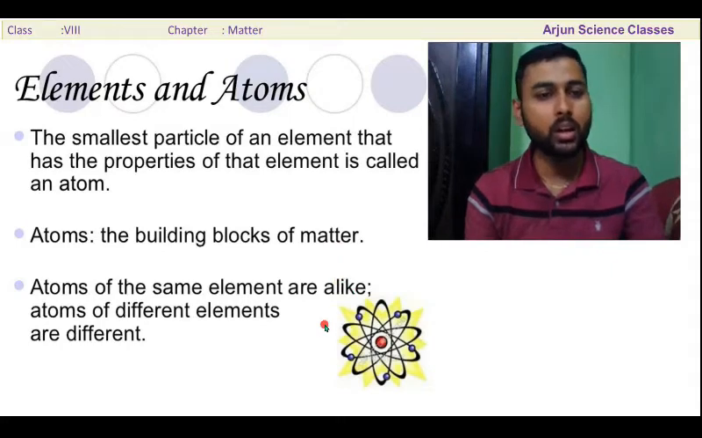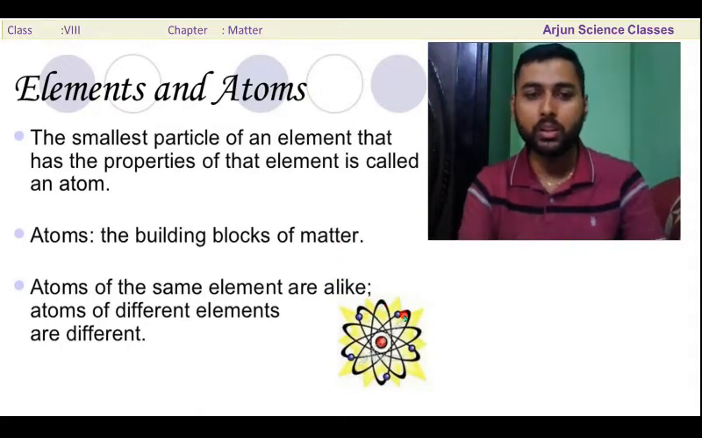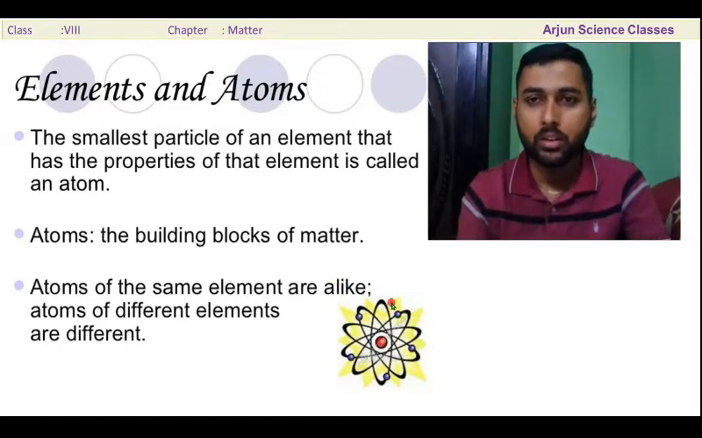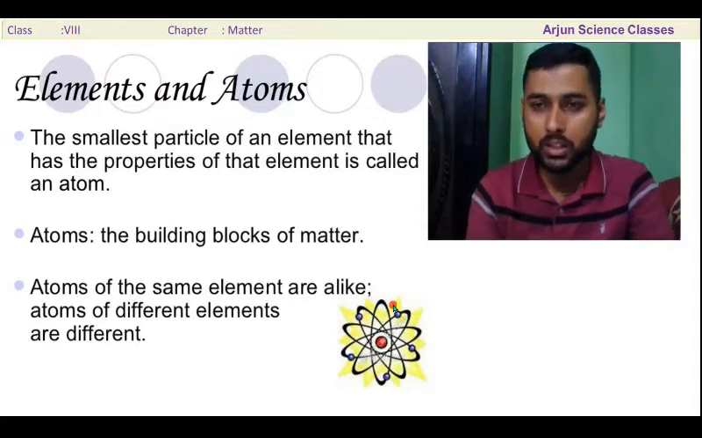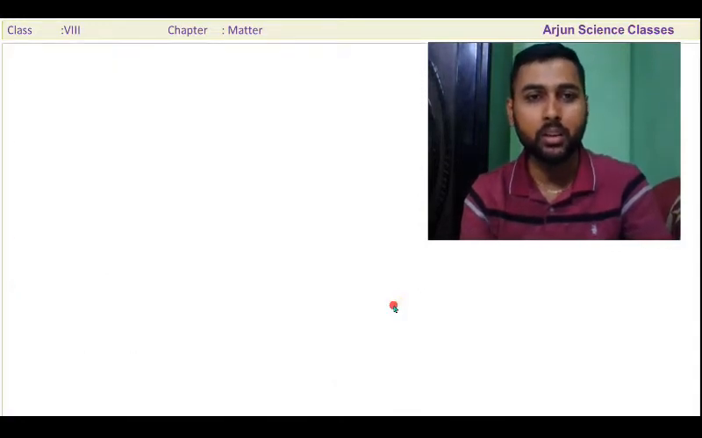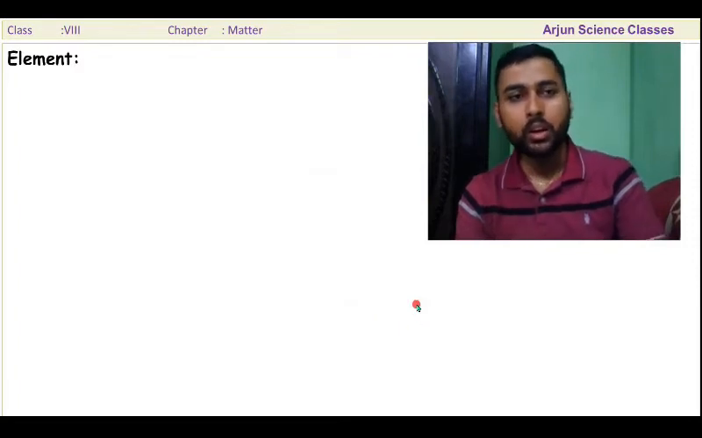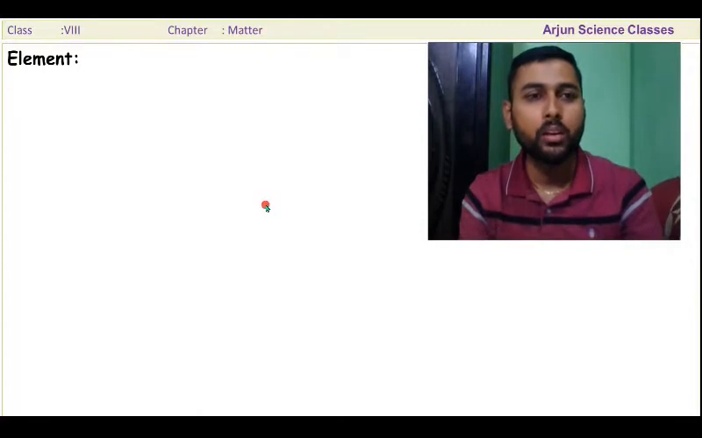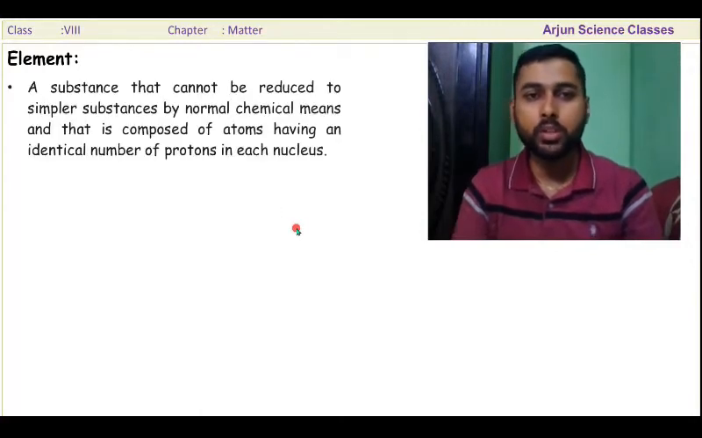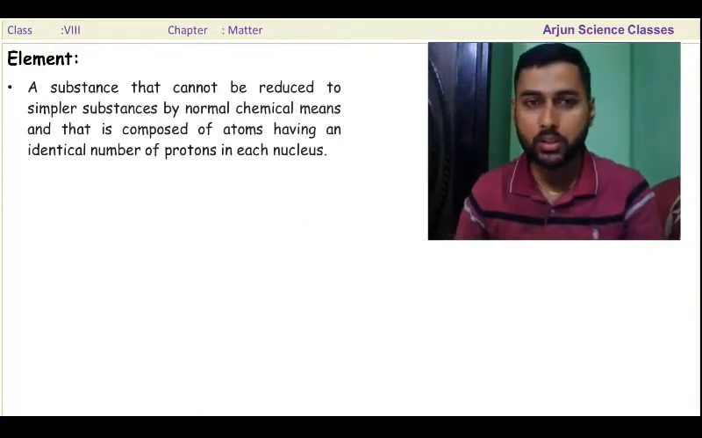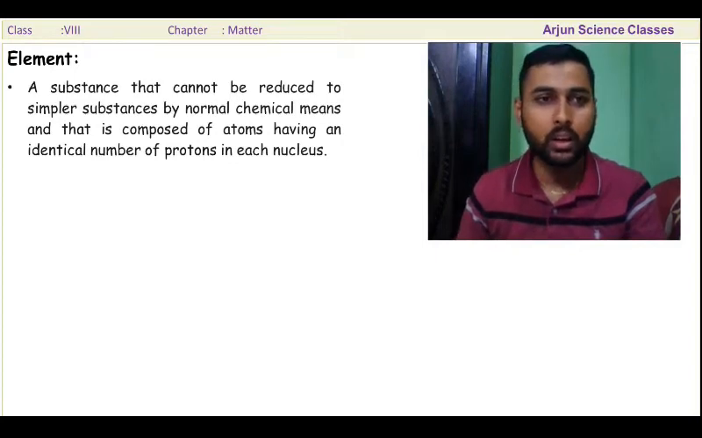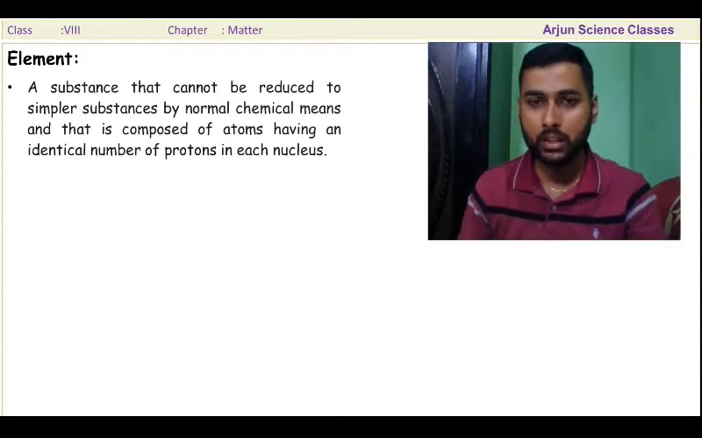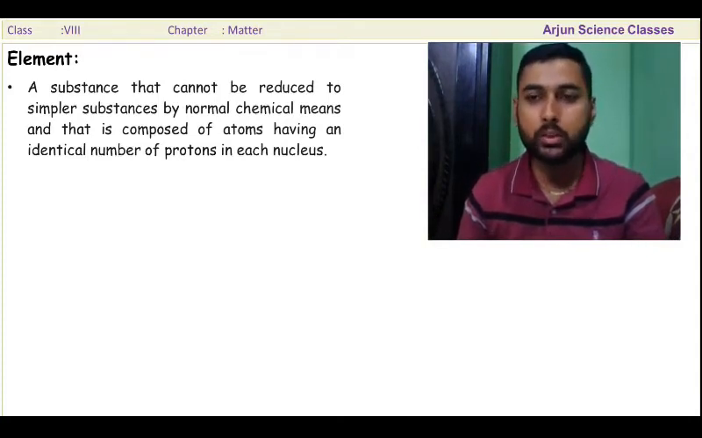Atoms of the same element are alike, which I have already told you, and atoms of different elements are different. Now I'm going to discuss element. Element is a pure substance that cannot be reduced to simpler substance by normal chemical means, and that is composed of atoms having an identical number of protons in each nucleus.